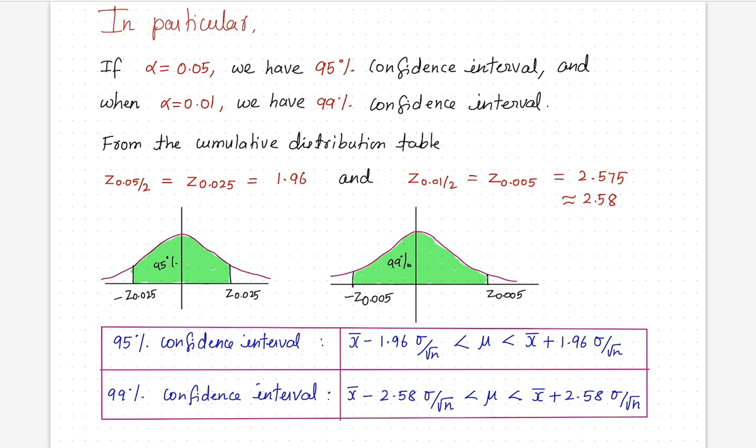Sometimes the 99% confidence interval is of no use because the interval length will be so huge that it may not be used in solving problems or analyzing something.